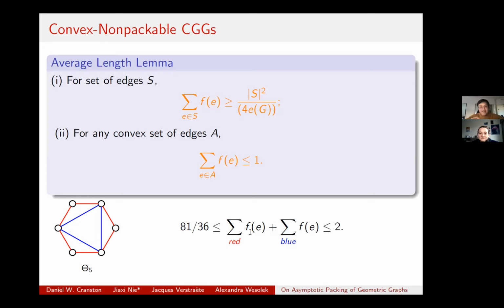Okay, and then on the right-hand side, if we look at the second condition, the first sum is at most 1, and the second sum is also at most 1, so they're at most 2. So now we have 81/36 at most 2, which is a contradiction. And therefore, theta 5 is not convex packable. Okay, so far we have finished the proof of theorem 1.